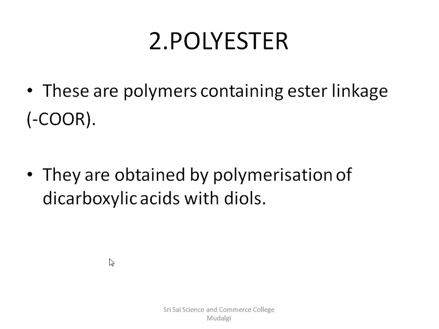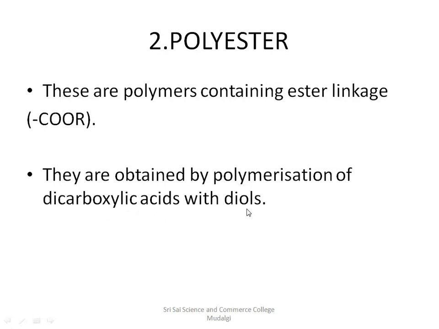We are going to study now the second type of condensation polymer called as what? Polyester. So the name is already telling us, the type of linkage present here is ester. So what is the ester linkage? The COOR group is called as what? Ester group, and the linkage is called ester linkage. So these are the polymers containing the ester linkage, that is COOR, right? They are obtained by polymerization of dicarboxylic acids with diols.